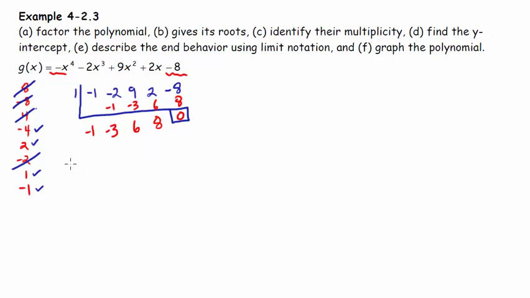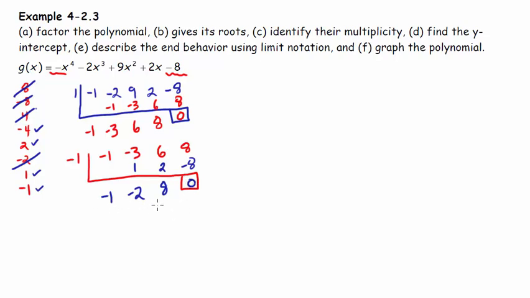Alright, now let's try, let's say maybe -1. So this root of 1 gives us a factor of x minus 1. And then the remaining coefficients are -1, -3, 6, and 8. So I bring down my -1, multiply to get +1, add to get -2. Multiply to get +2, add to get 8. Multiply to get -8, add to get 0.